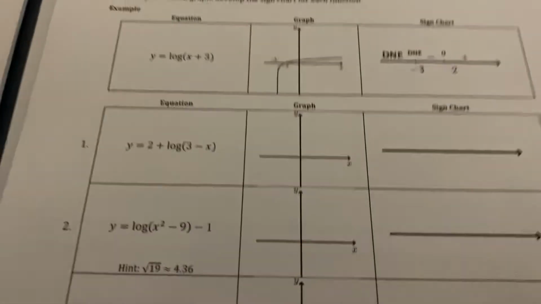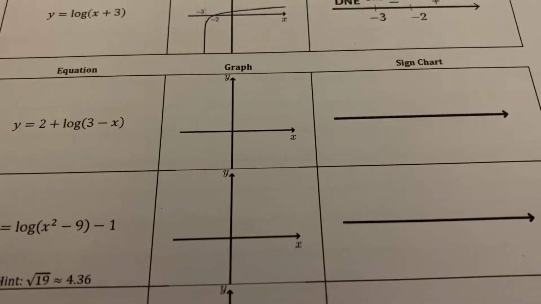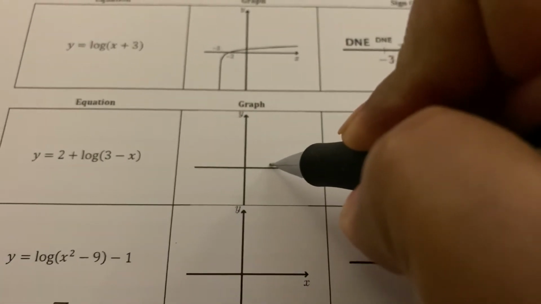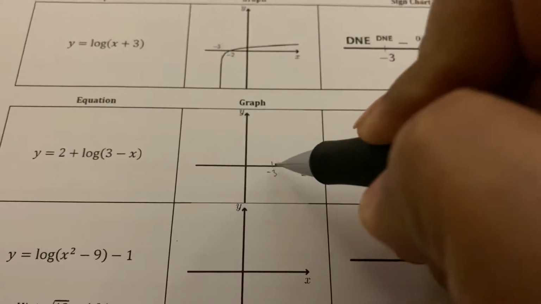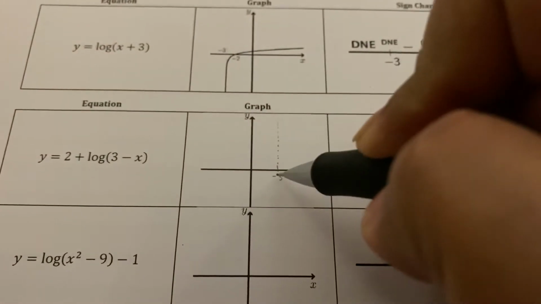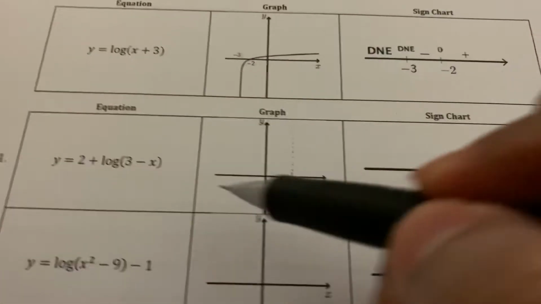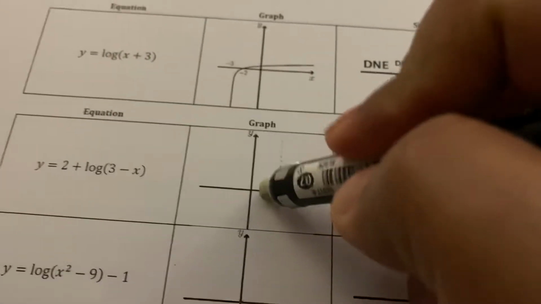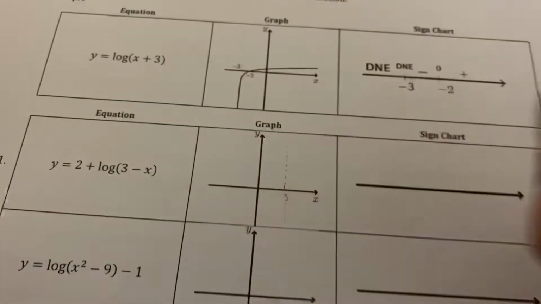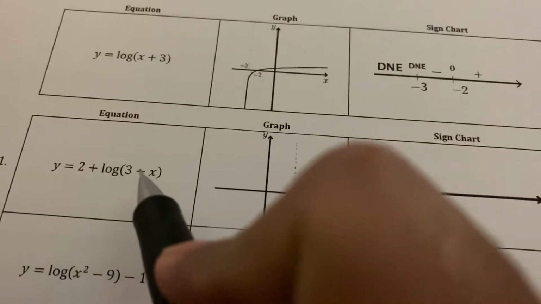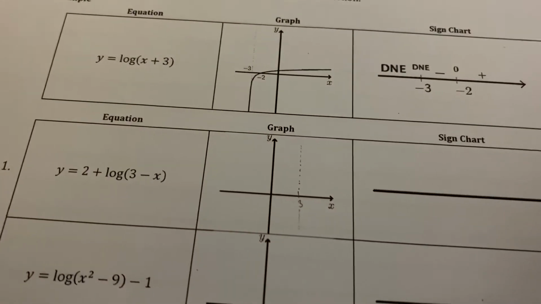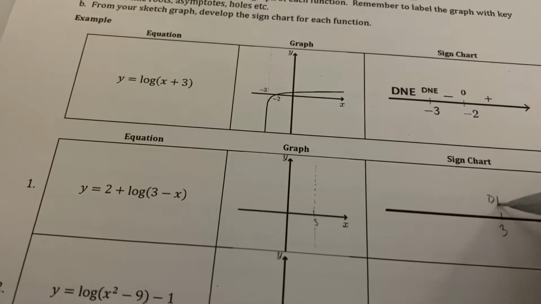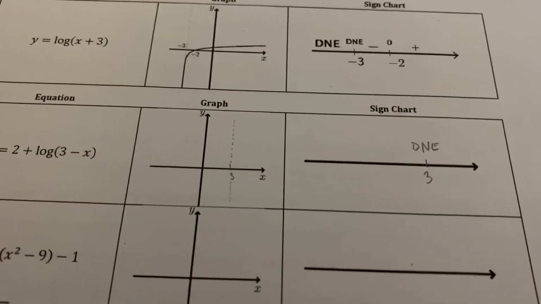So let's try the same for number 1. So number 1, if you graph it using Desmos, we find that it is something like this. This is -3. That's where the vertical asymptote is, because 3 would make that 0. Actually, it's +3. Okay, 3 would make that 0. So that means that's where the asymptote is. So we can say it does not exist there at 3.